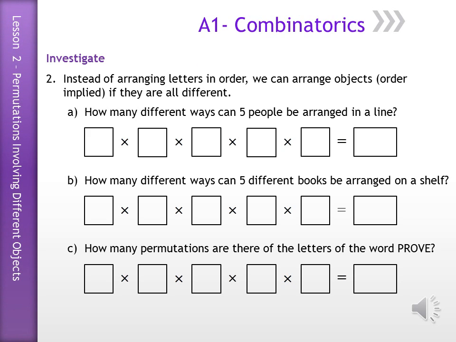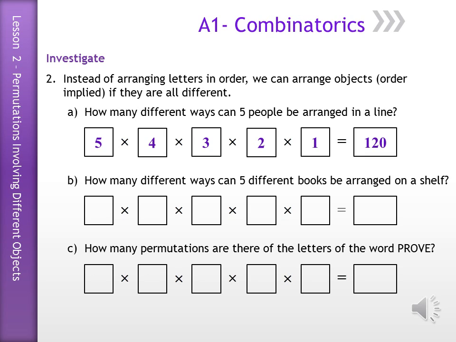Number 2. Instead of arranging letters in order, we can arrange objects if they are different. The word arrange in this question implies that order matters. How many different ways can 5 people be arranged in a line? We've seen this before. 5 times 4 times 3 times 2 times 1, which equals 120.